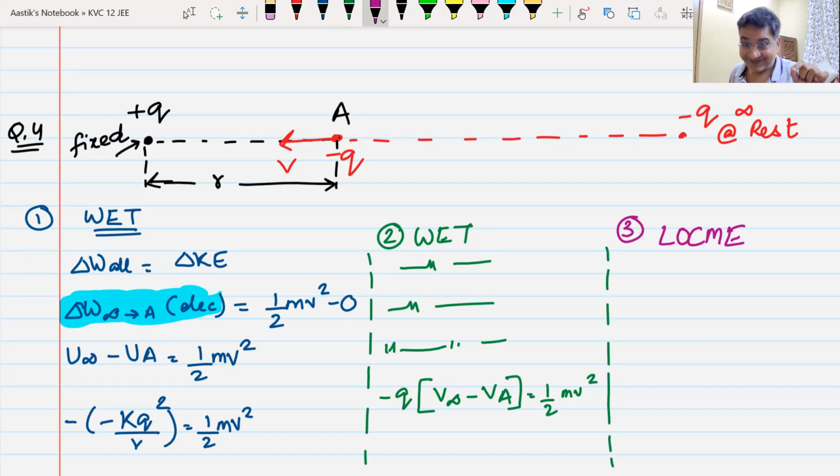Conservation of mechanical energy. I apply conservation of mechanical energy. So whatever mechanical energy the system had at infinity must be equal to the mechanical energy at point A. We understand this? Why can I apply conservation of mechanical energy? Because the only force working here is the conservative force, which is electrostatic force. So energy must be conserved.